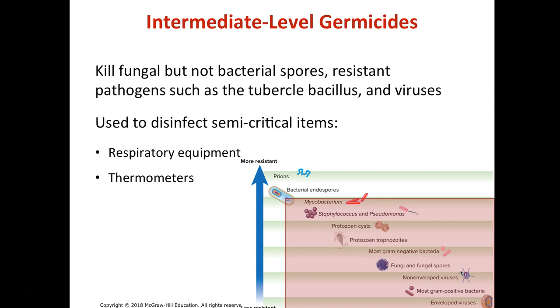Next, we have our intermediate level germicides. These are used to kill fungi, resistant pathogens such as tubercle bacillus, and viruses, but not bacterial spores. If you look here, here's our bacterial endospores. It's basically covering all of the microbes underneath that area. So we use this to disinfect our semi-critical items like respiratory equipment and thermometers.